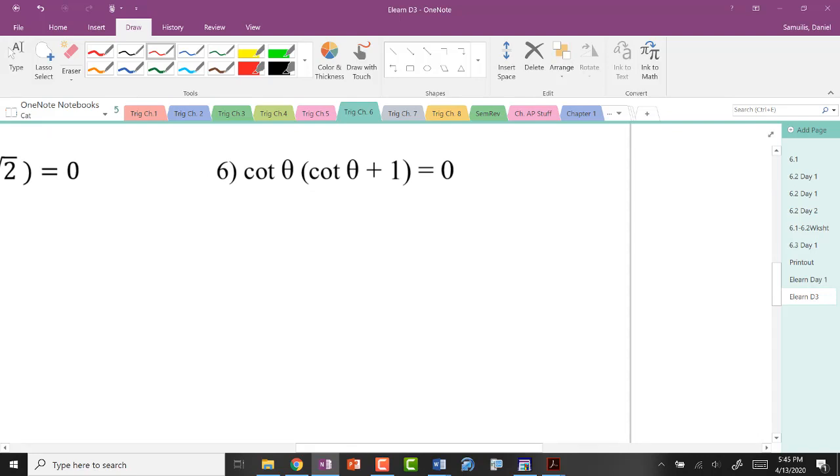So zero product property again. Cotangent of theta equals 0. Cotangent of theta equals subtract 1. Hey, yay, we got 45s again. This one's very special. Where do you get... I'm sorry. Cotangent is not y over x. Tangent is y over x, so this is x over y.